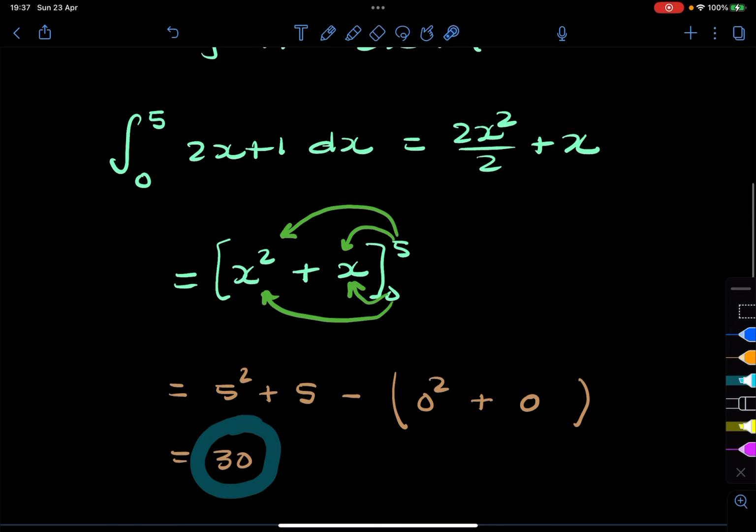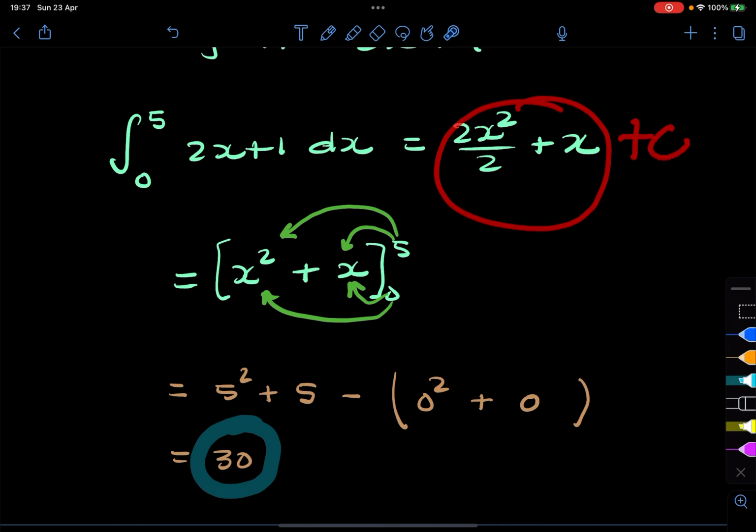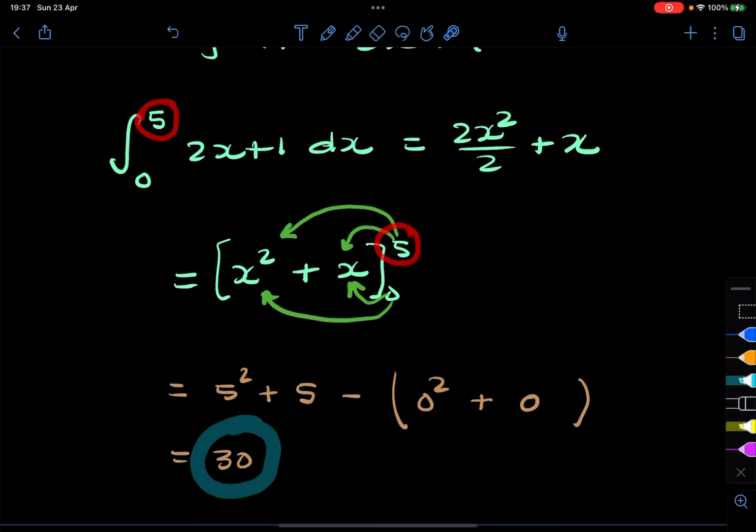So instead of giving the expression like that with a c as you would normally do, you'd give the answer as a numerical value. So you substitute the top number first, then minus, and then you substitute the lower number. And you make sure you have these brackets. The brackets are important to protect this sign so that the negative applies to both.